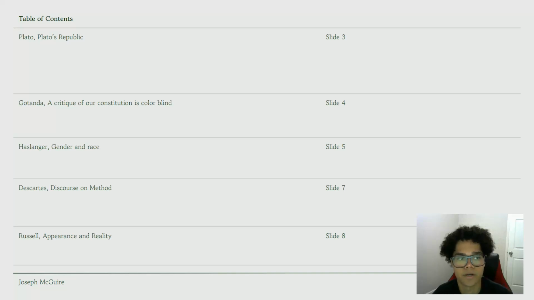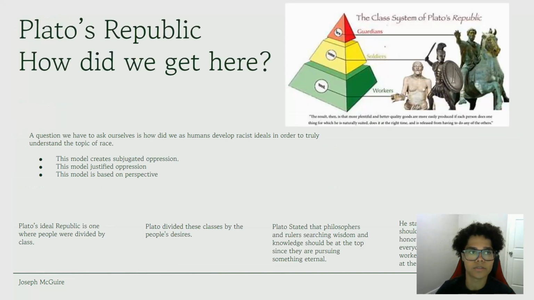We then have Haslanger, "Gender and Race." That gives us a mind frame of how we should think about race. Fourth, we have Descartes' Discourse on Method, really getting down to what is race. And then finally, you have Russell, Appearance and Reality, and that's really applying those thoughts that we got from the other readings. So why don't we get into our first one? And our first one is Plato's Republic.